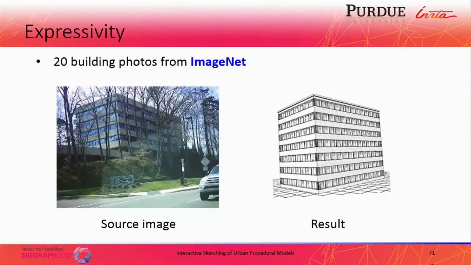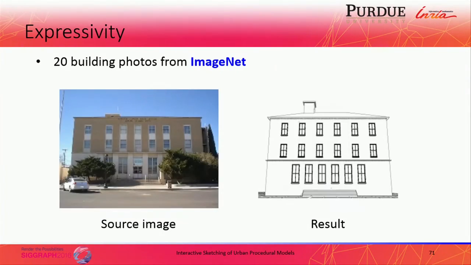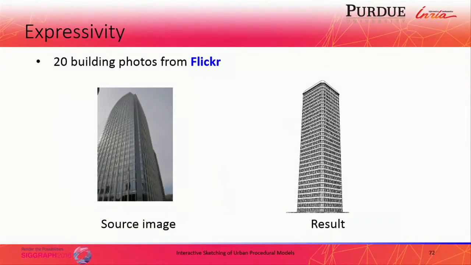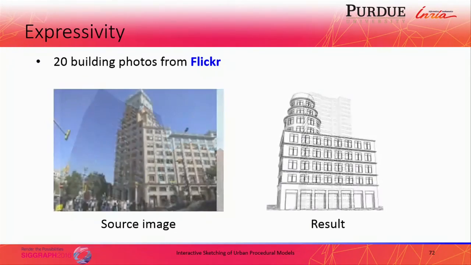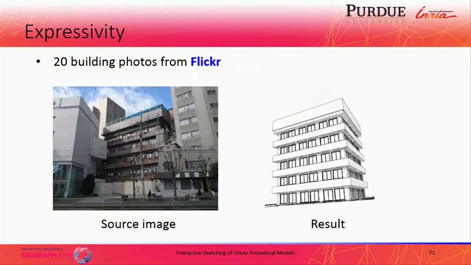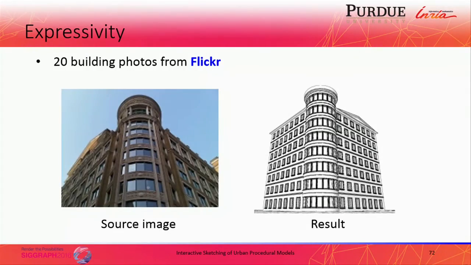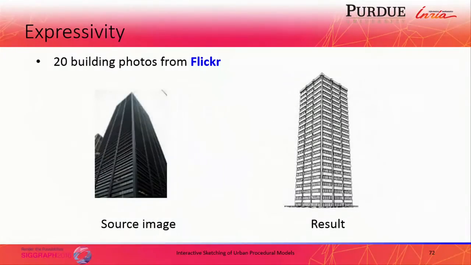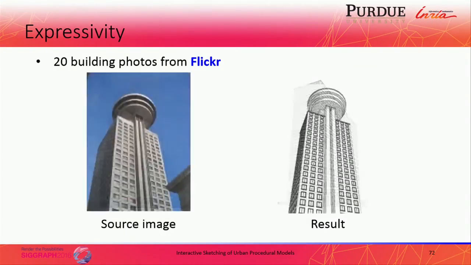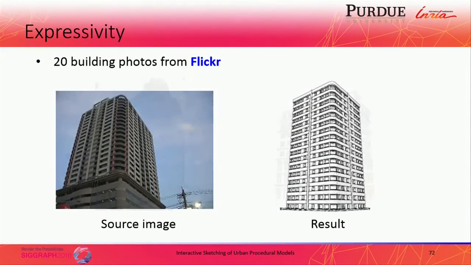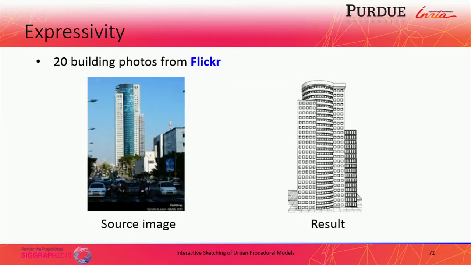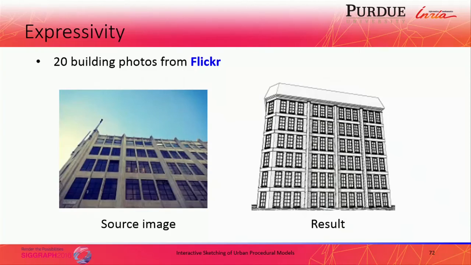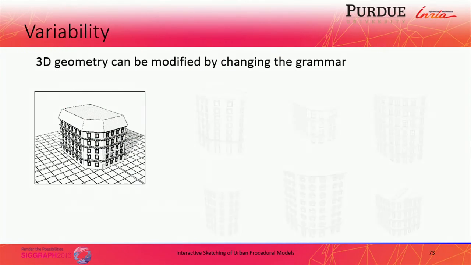We also selected the first 20 building photos from Flickr and used our sketching tool to generate the corresponding grammars in a similar manner. While currently only 26 grammar snippets are implemented, these results indicate that our approach can create a wide variety of 3D building grammars. Since the output of our approach is a grammar, it is very straightforward to generate a wide variety of 3D geometry by changing grammar snippets and parameter values.